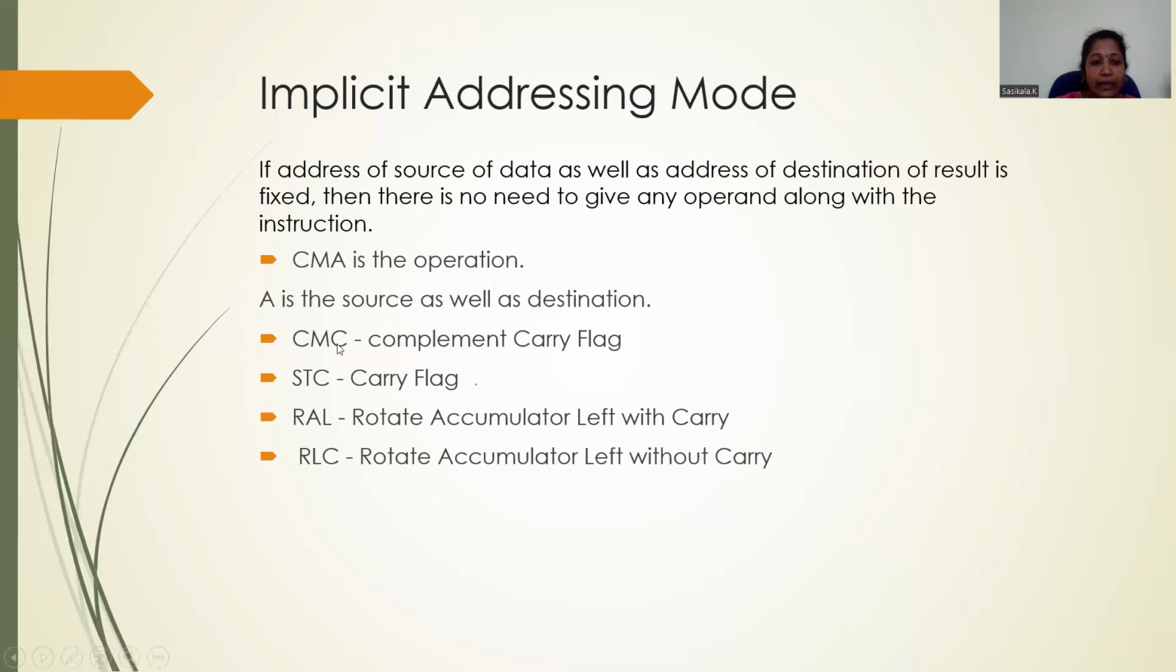The next one is CMC. So CM means complement, C stands for the carry flag. The carry flag is a 1-bit register. So CMC means complement the carry flag. And it is understood that the carry flag is complemented. There is no need to specifically give the address of the operand. It is understood. That's why it is called implicit or implied.